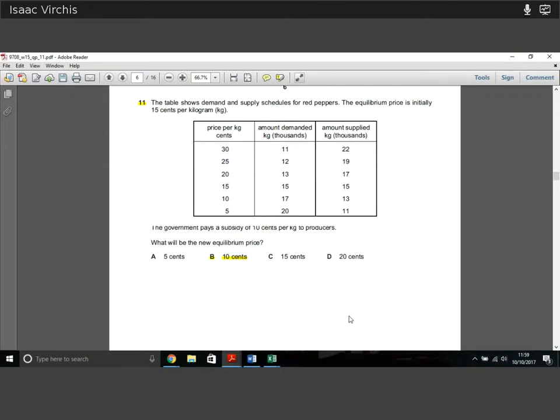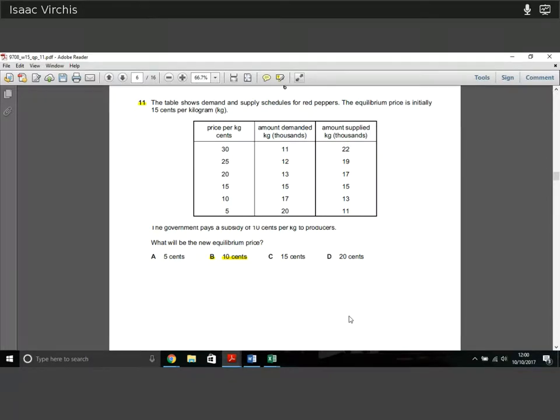So the price, you just work out the price that the suppliers are facing. When they're charging 10 cents, the price they're being given with the subsidy is 20, and that would be 17. And since the price the consumers are facing is 10, they want to demand 17, you've got equilibrium, demand equals supply, therefore their price is 10 cents. A very tricky question there.